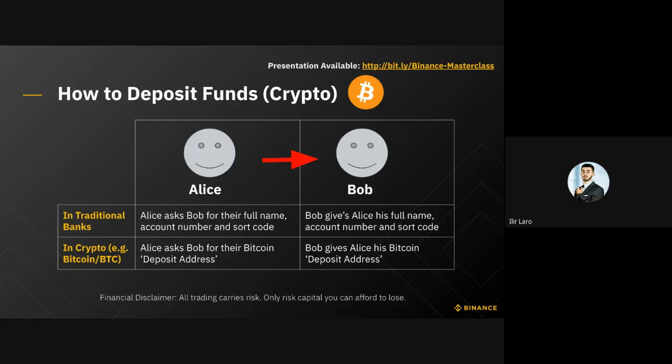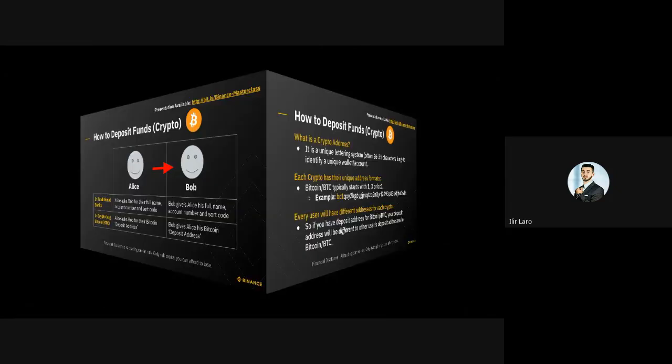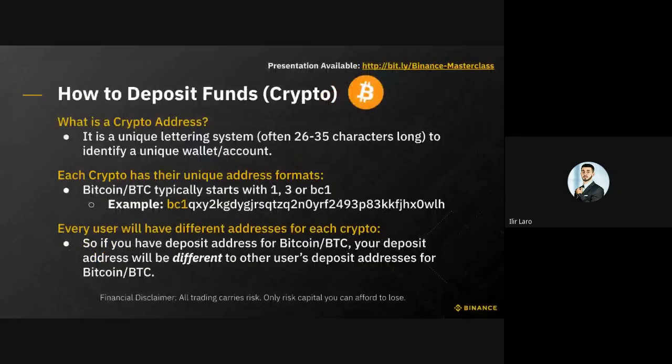Now, in crypto, we actually don't ask for full name, account number, or sort code. We ask for something called a deposit address. So in this scenario, Alice will ask Bob for his Bitcoin deposit address, and Bob will then give Alice his Bitcoin deposit address. I hope that illustrates what information is required.